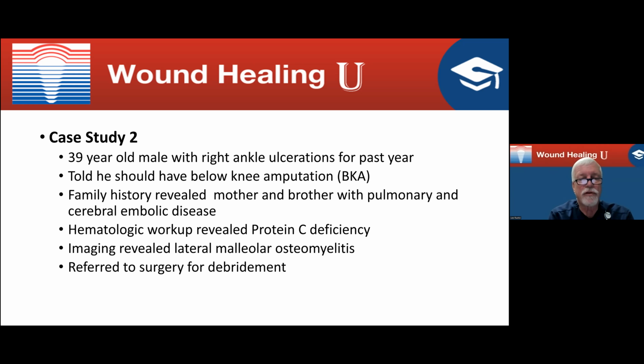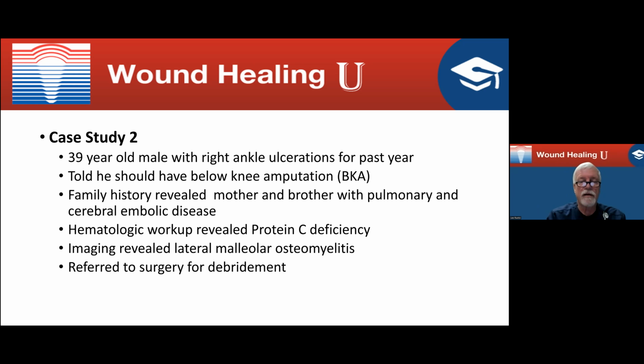Case study 2, a 39-year-old guy with right ankle ulcerations for the past year prior to coming to see us. He had been told at another facility that he should have a below knee amputation. His family history revealed that his mother and brother both had pulmonary as well as cerebral embolic disease. Hematologic workup revealed protein C deficiency, and imaging revealed lateral malleolar osteomyelitis, due presumably to the fact that these ulcers had been in place for so long.